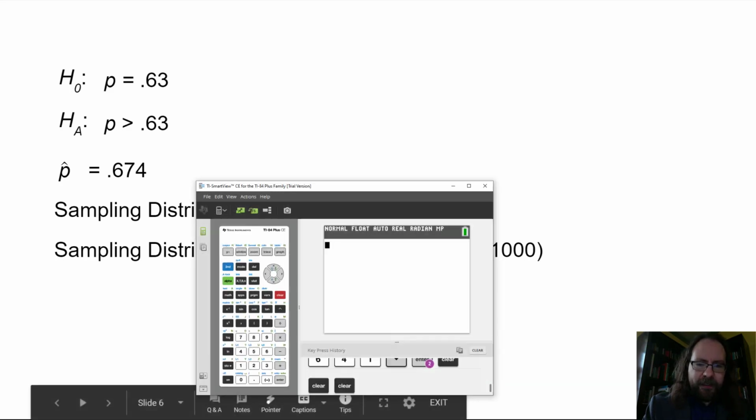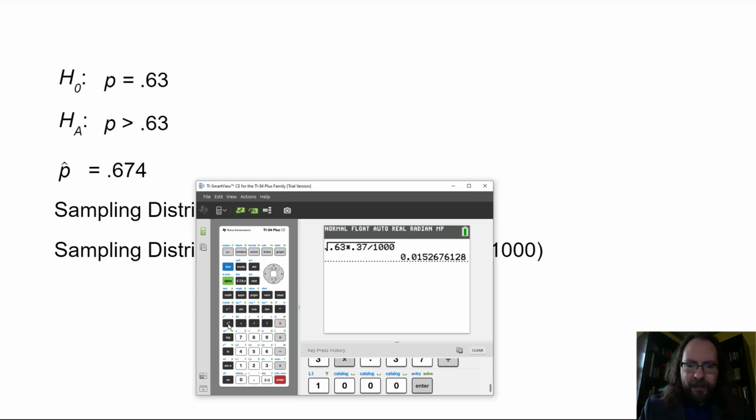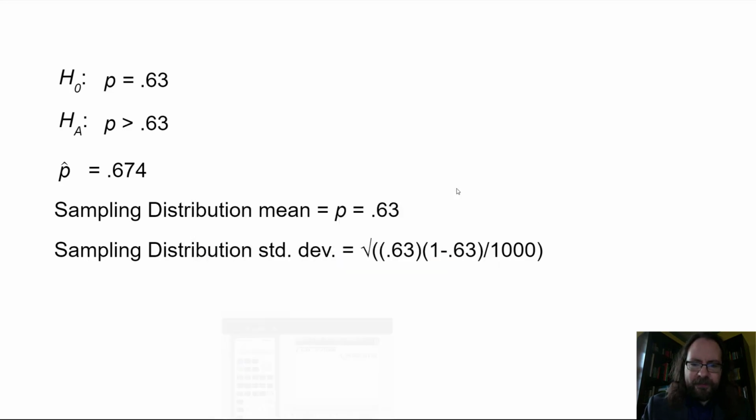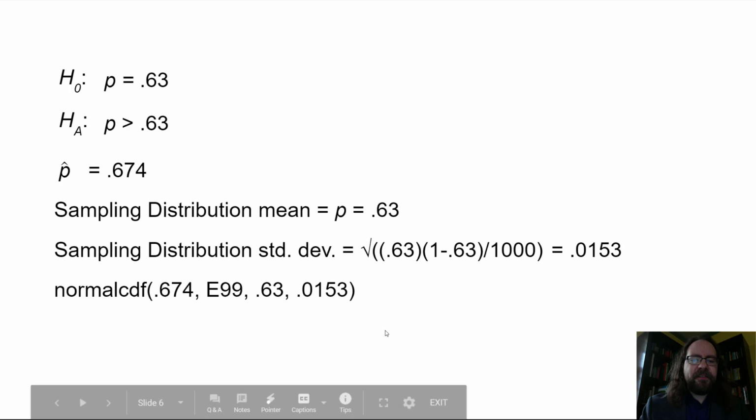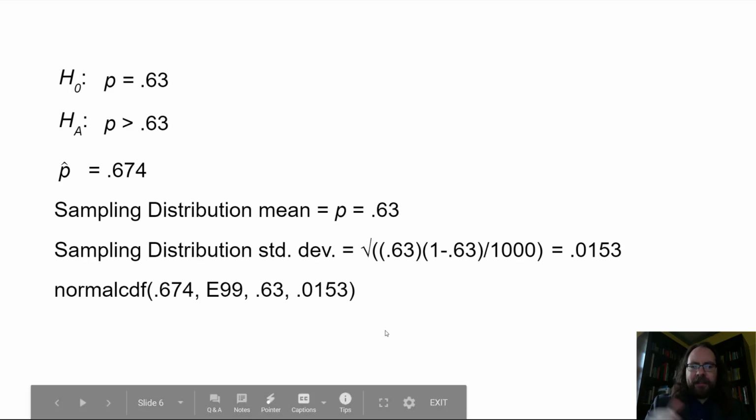Now, for that, we're going to get out our calculator, and we can do it here. So we want to actually do it out to see what it equals. So it's going to be 0.63 times 1 minus 0.63, which is 0.37, and that's divided by 1,000. And that comes out to about 0.01526, or I'm just going to say 0.0153. And I'm going to round it to 4 decimal places. From here, this is where we do our normal CDF. Now, for a normal CDF, we need a left bound and a right bound.